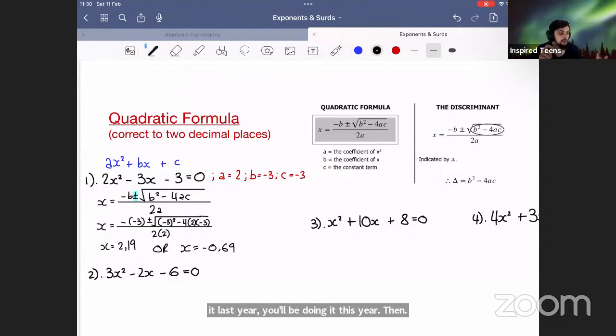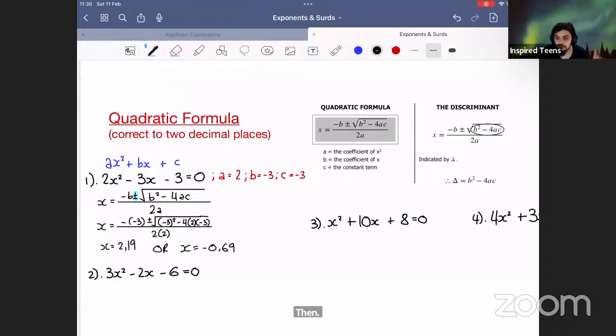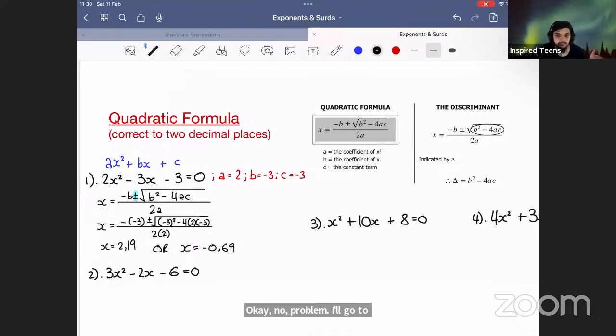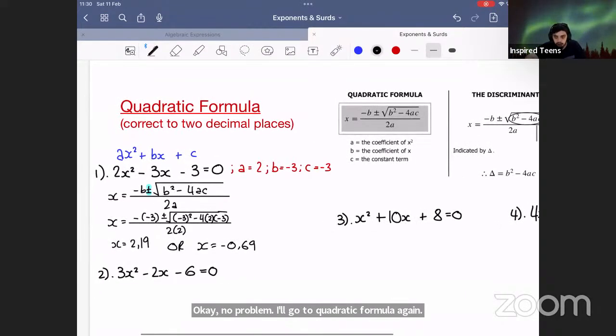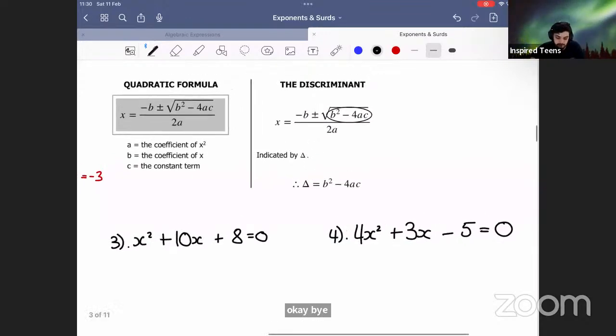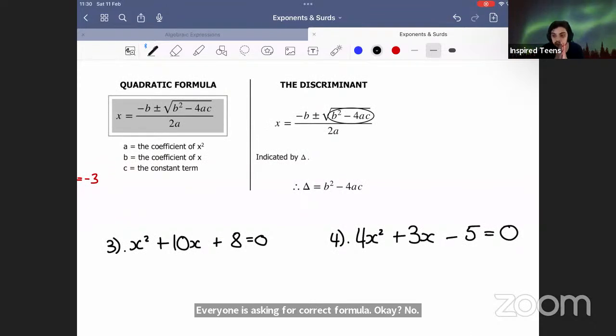Would you like me to explain the quadratic formula again then? Also, anonymous attendee in the Q&A, are you referring to the quadratic formula? Okay, no problem. I'll go to the quadratic formula again. Let's go through it one more time. We can go through it using the next question. Again, we are dealing with a trinomial. Everyone is asking for the quadratic formula. No problem. Let's go through it slowly to make sure we understand it.